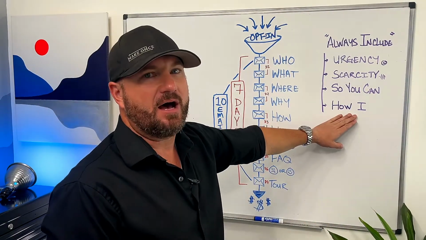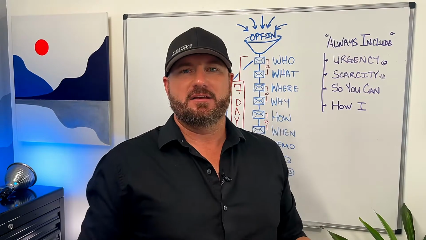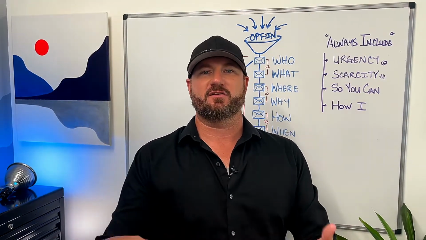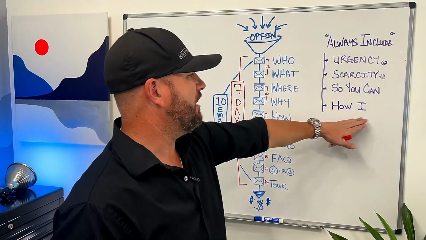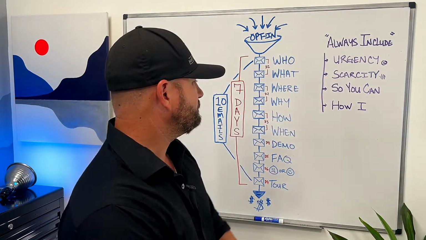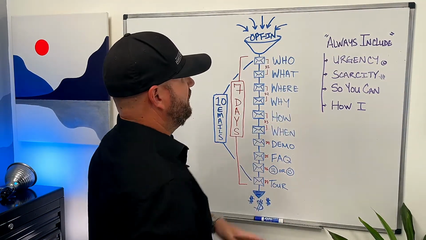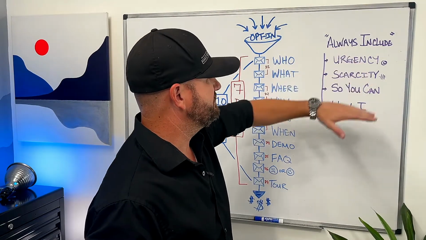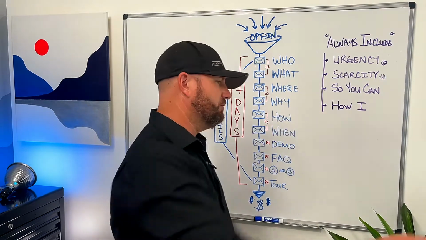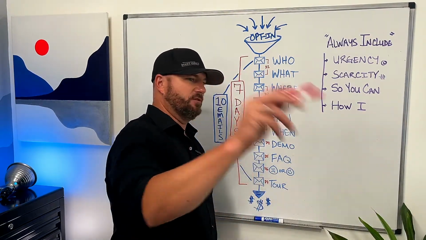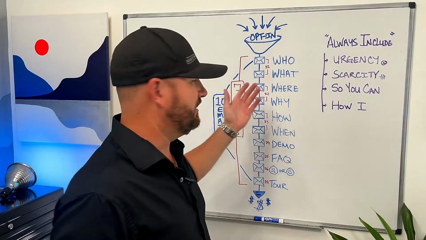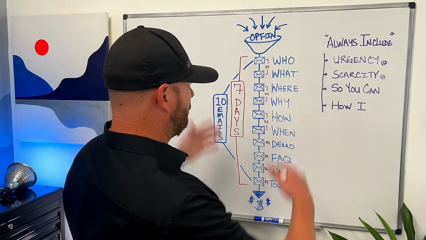And then it's always how I. Just always share how you did it. If you're showing somebody how something works, or if you created something to give to somebody that's going to solve their problem, you could probably share how I did X, Y, Z. So we always want to include these things right here. Whenever I talk about these, understand that we always include urgency, scarcity, so you can, boom, and then how I. Instead of do this, or go do this, or you should be doing this, you don't need to do that. Just here's how I did it. Just like I'm sharing with you right now. This is how I do it. I'm just showing you what works for us.